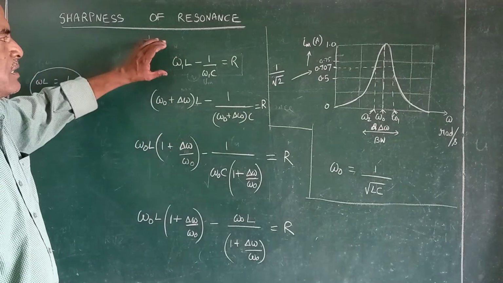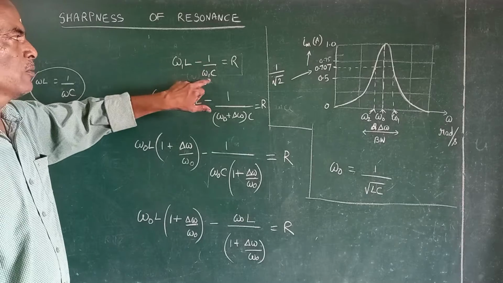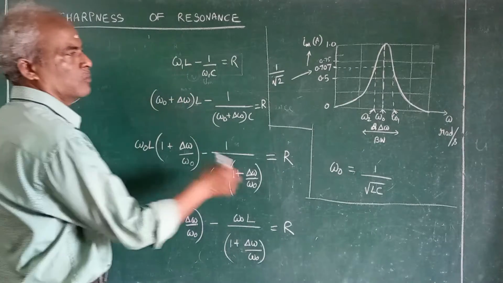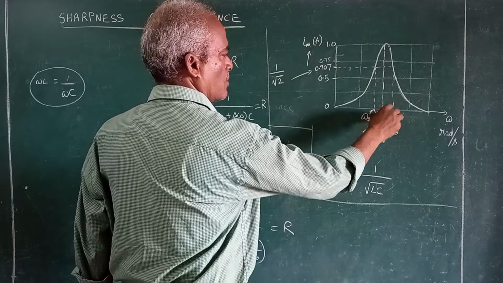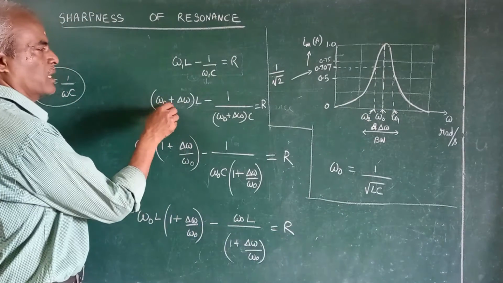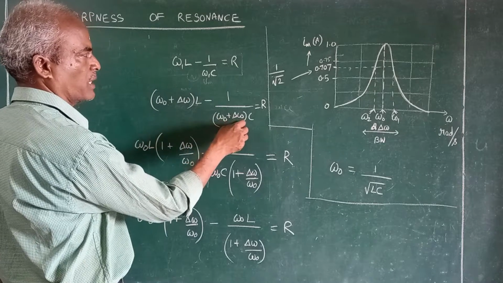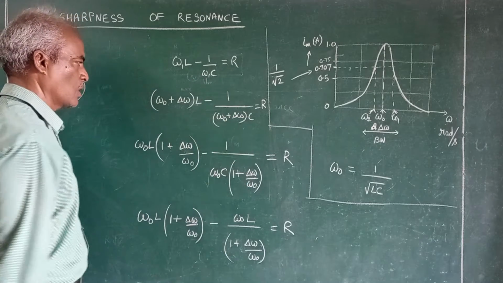Now we saw that ω1 L minus 1 by ω1 C equal to R. Therefore, what is ω1? ω1 is ω naught plus del ω. So ω naught plus del ω. Here again ω1 is ω naught plus del ω. You substitute that value, which is equal to R.